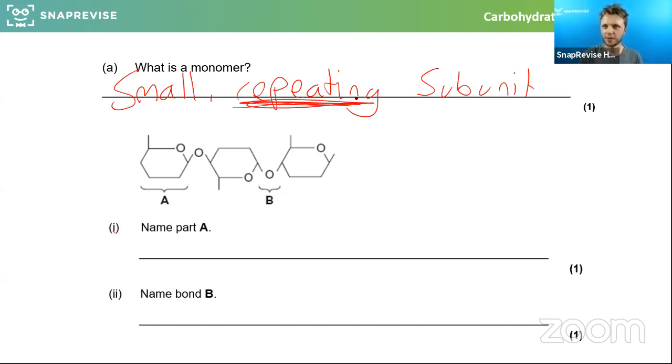Okay, having marked some mocks last year, I think this question possibly came up either a year ago or a couple of years ago. People weren't using this word repeating and they were losing marks for that. Okay, so small repeating subunit. Lovely. Is it subunit or unit? I don't know if I understand that. I've always called it a subunit. It's one word. Do you have to say subunits? Can you say units?